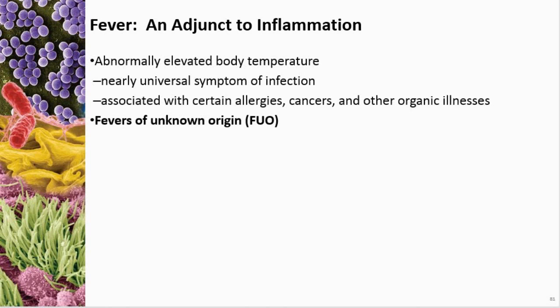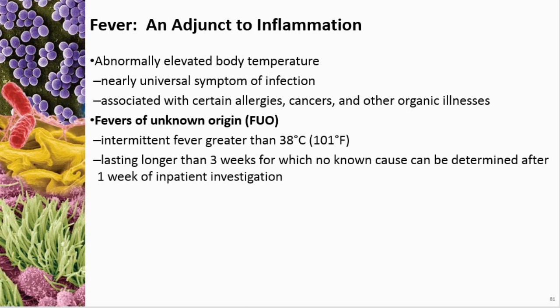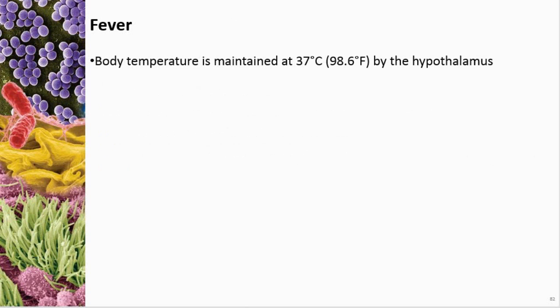There are also fevers of unknown origin. These are super common in children. What it is, though, is intermittent fever above 101 Fahrenheit that lasts longer than 3 weeks with no known cause. So the hypothalamus, as I had mentioned before, acts as our thermostat, keeps our body at 37 Celsius, which is 98.5 Fahrenheit.